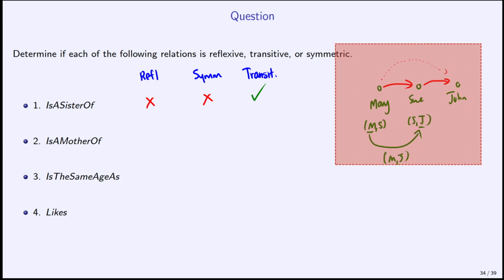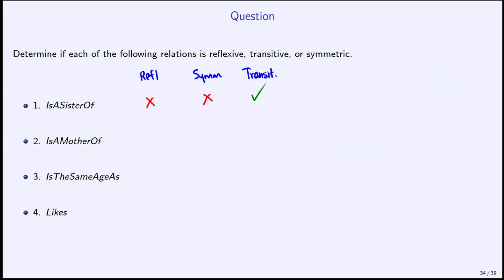Next, let's try mother of. So let's first start thinking about one person for reflexivity. And we're going to pick Sue here. And we can ask ourselves, can Sue be a mother of herself? So can it be the case that Sue is a mother of herself? No, you cannot be your own mother, not without time travel.